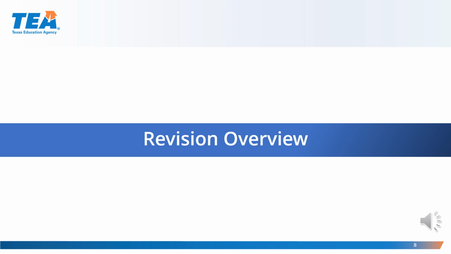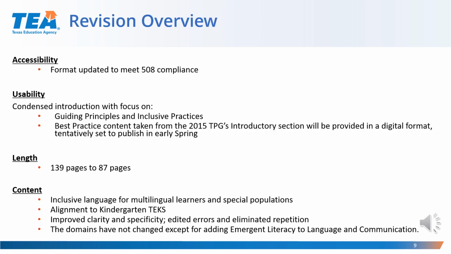Revision Overview. The 2022 Texas Prekindergarten Guidelines were created with the following revisions. Accessibility. The format was updated to meet 508 compliance. Usability. There is now a condensed introduction with primary focus on guiding principles and inclusive practices, and best practice content taken from the introductory section of the 2015 Prekindergarten Guidelines will be provided in a digital format tentatively set to publish in early spring. The page length has been reduced from 139 pages in the 2015 version to 87 pages in the 2022 comprehensive version.